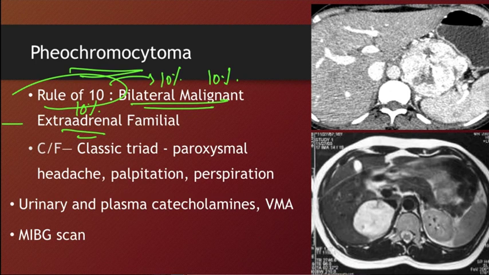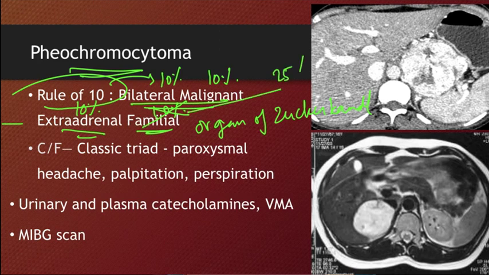The answer to that will be organ of Zuckerkandl, which occur in the retroperitoneum. The other thing is 10% of the Pheos will be familial. However, this used to be an old concept, and now they say that 25% of the Pheos are familial. So now remaining 3 things for rule of 10 include 10% are bilateral, 10% are malignant, 10% are extraadrenal, and the most common site of extraadrenal Pheos is organ of Zuckerkandl.